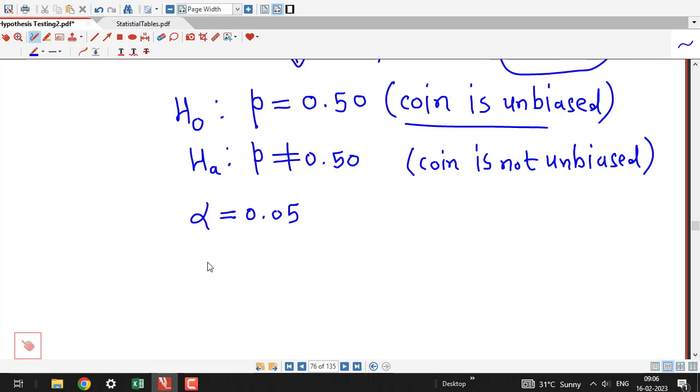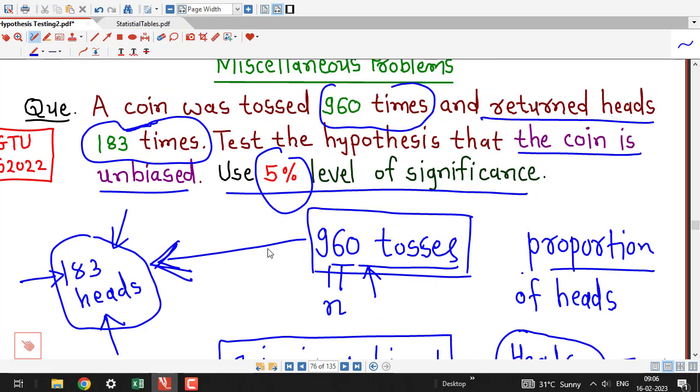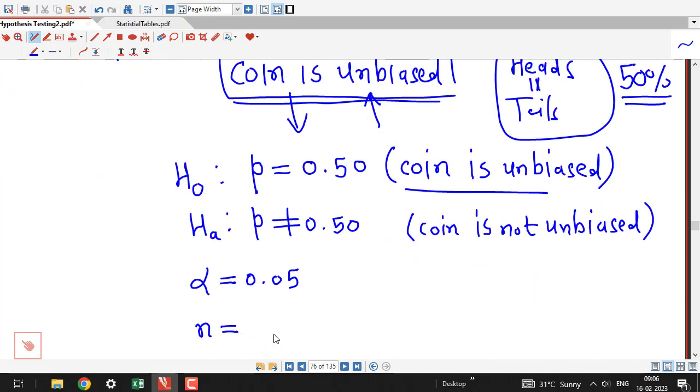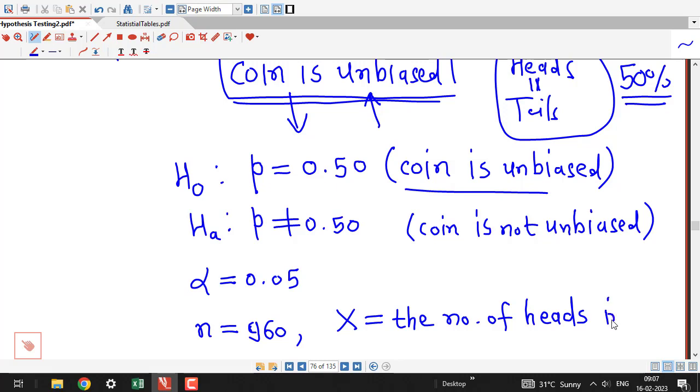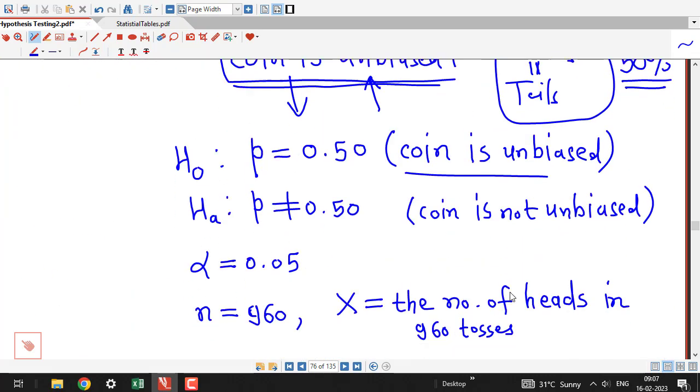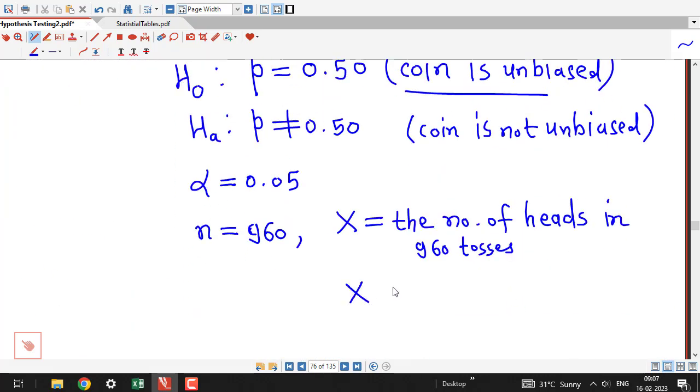And what is the data from this sample? They are tossing a coin how many times? 960 times. And if we consider capital X equal to the number of heads in this sample, or number of heads in 960 tosses, then it is given that capital X is 183. So there are 183 heads in 960 tosses.